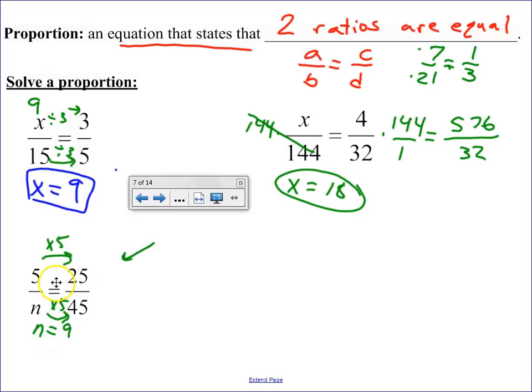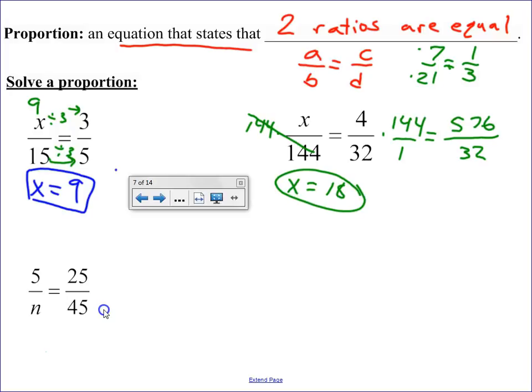Okay, maybe you saw the connection that 25 is 5 times bigger than 5. So 45 had to be 5 times bigger than n. So n had to be 9. Okay, if you didn't see that connection, you'd have to solve the equation. So you're solving for n. You have to get n by itself.